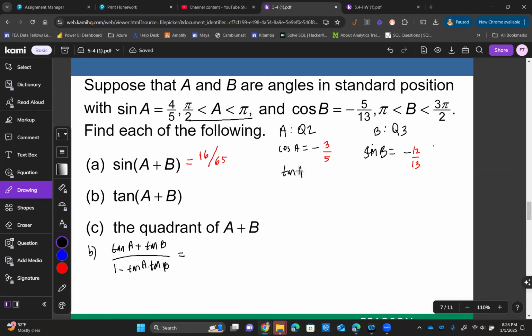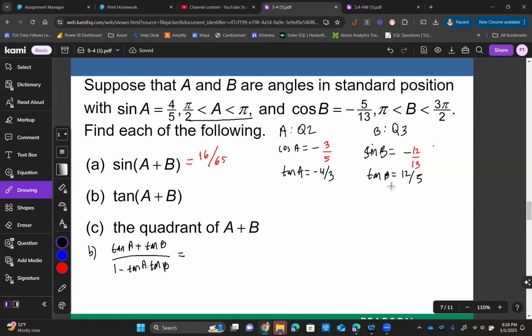But tangent of angle A, I can find that tangent is always sine over cosine. If you divide 4 over 5 by negative 3 over 5, the tangent value for angle A will be negative 4 over 3. Similarly, when I do sine over cosine for angle B, this is the sine value, this is the cosine value. 13s will cancel out, and negative over negative will be positive. So the tangent of B is 12 over 5. You could use the right triangle we drew here because tangent is opposite over adjacent. You will still find the same ratios. You just have to make sure that angle A is in quadrant 2, so the tangent is negative.